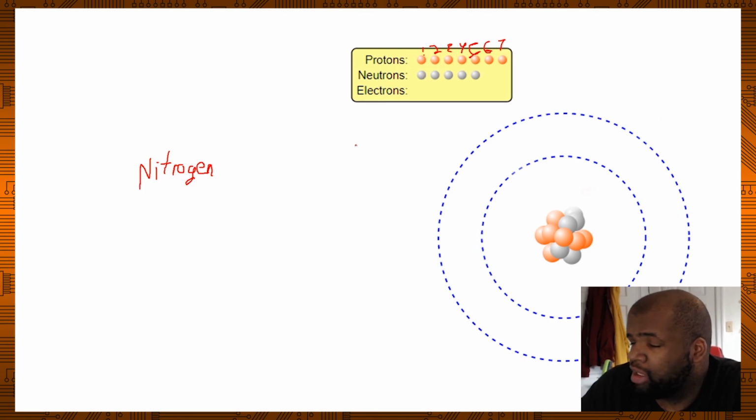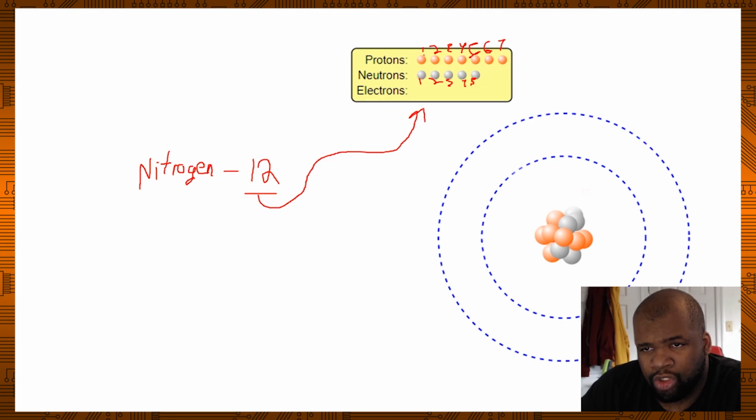So our element is nitrogen. Good, good, good. But since now we know our element is nitrogen, we need to figure out what our number is. 7 protons, and we have 1, 2, 3, 4, and 5 neutrons. 7 plus 5, that is a total of 12. So our answer here is going to be nitrogen 12. Remember, this number is always going to be the total of these guys.